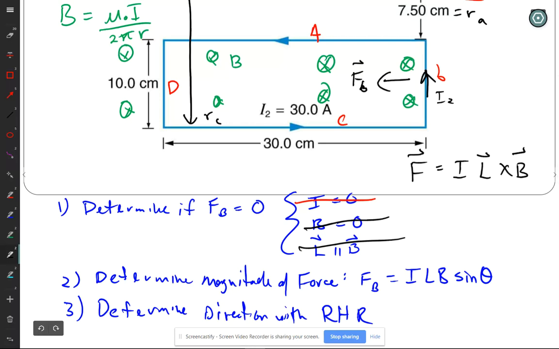Now I look at side D. I was going to call on Lydia, but she actually wasn't here on Monday. That would be unfair. Michael, lead us in applying the right-hand rule on side D here, where the current is going down. Okay, so current's going down, that means index finger, then perpendicular.